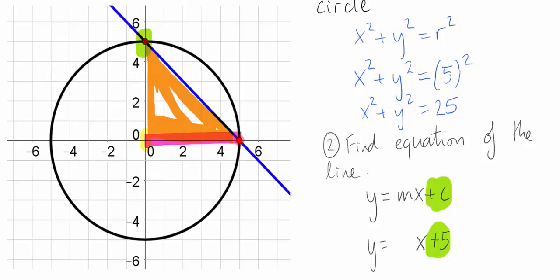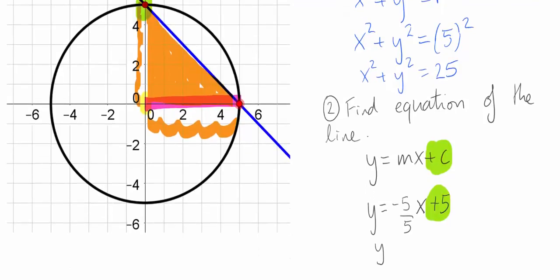So looking at the fall over the run here, we can see that we fall 1, 2, 3, 4, 5. So we have a fall of 5 and we have a run of 1, 2, 3, 4, 5. We also have a run of 5. So by simplifying that, we can see that our equation of a line is minus 1x plus 5.